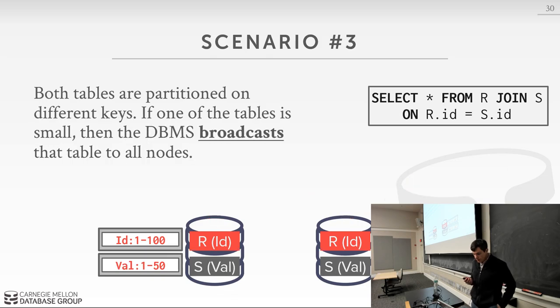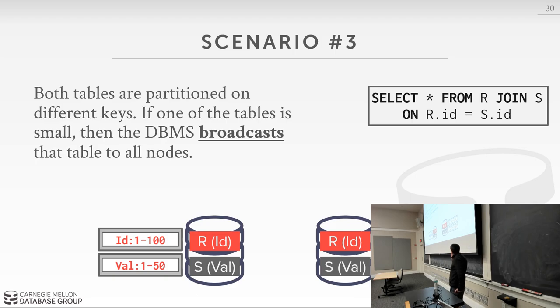All right, so the next setup is where the two tables are partitioned, but one of the tables is not partitioned on our join key. So again, the ID column in R is partitioned. The R table is partitioned on ID, and that's what we're doing a lookup on in the join, but the S table is partitioned on value. So can we do a local join?